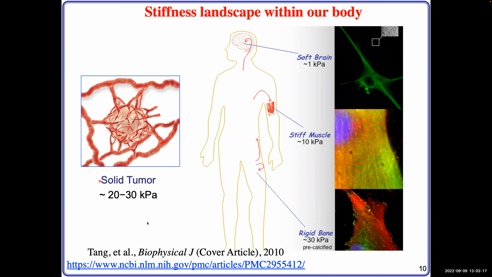And then look back at this tumor. They are actually very stiff. They are like this pre-calcified bone, at 20 to 30 kilopascal. So as a mechanical engineer, when you look at those things, if you think they are non-living material, you will soon find out that they have different mechanical material properties.